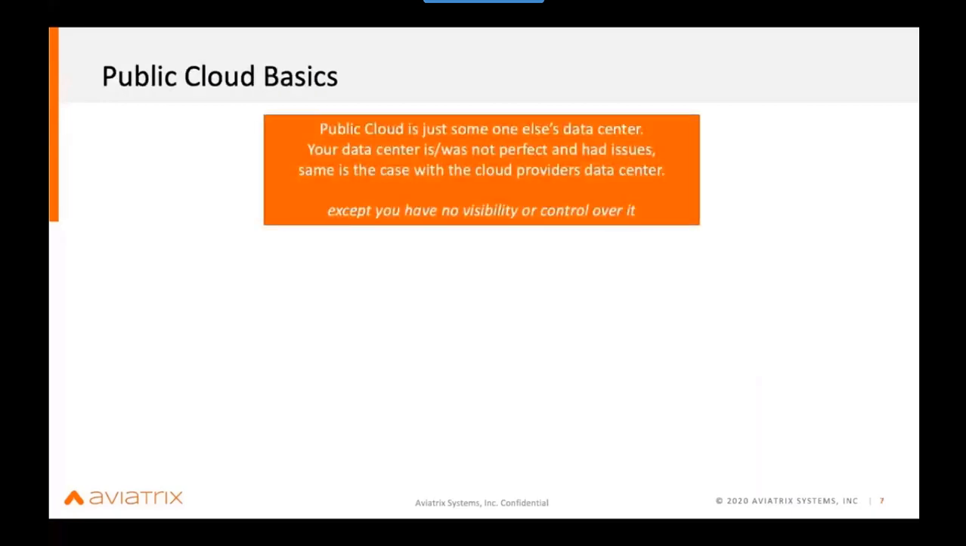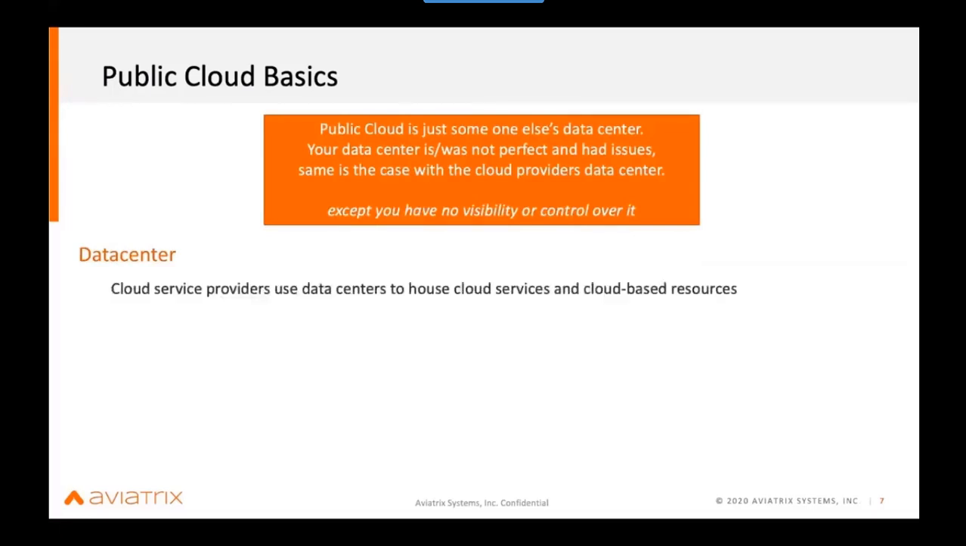So now let's talk about the public cloud basics. The first thing to think about is the data center. So a data center is a data center.